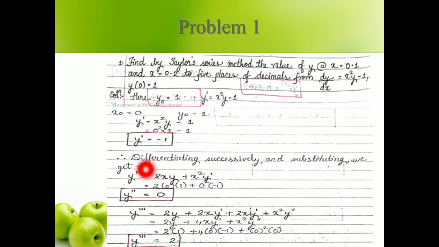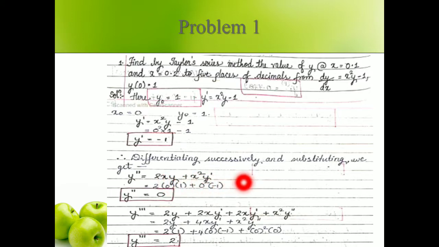Now differentiate dy by dx to the second differentiation, that is d square y by dx square, or you can tell it as y double dash equal to 2x into y plus x square into y dash. X value is 0, y value is 1, x value is again 0, y dash value is minus 1, which we have got. So after substituting, y double dash will be equal to 0.